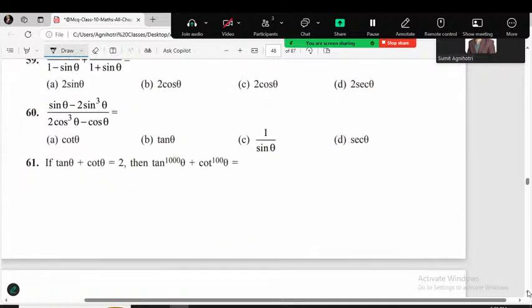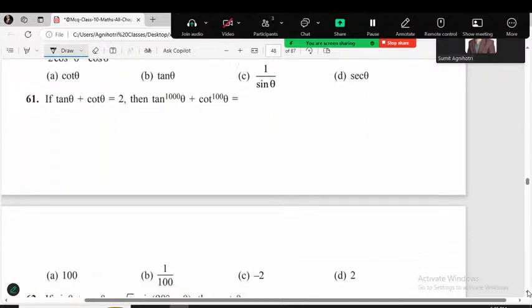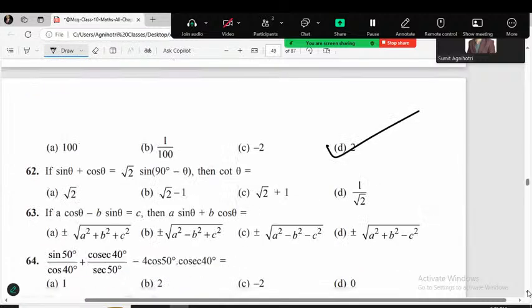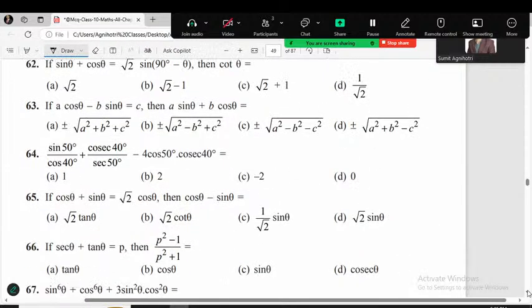Whenever you get a question like 61, tan theta plus cot theta equals 2 can be possible if tan theta is 1 and cot theta is 1. That means they both are 45 degrees. And if tan theta is 1, 1 to the power anything is 1. That's why the answer is 2. For such questions, the answer is 2. Now take the screenshot of this. These all are very interesting questions, and trigonometry requires a lot of practice.